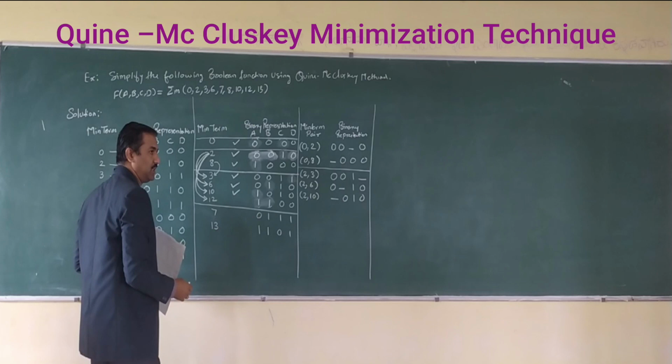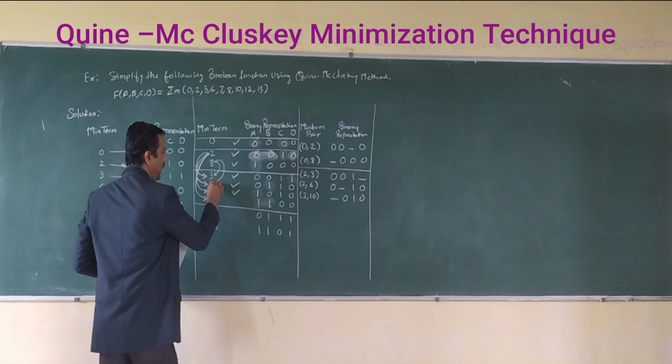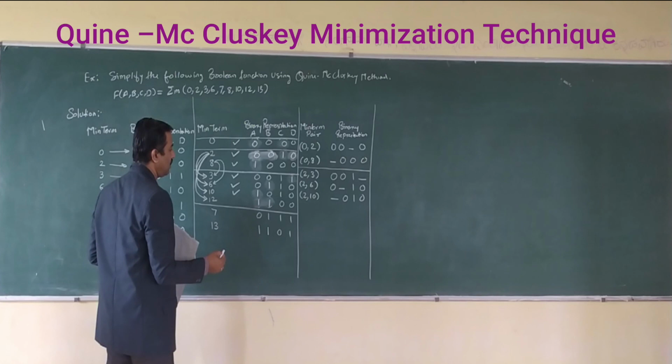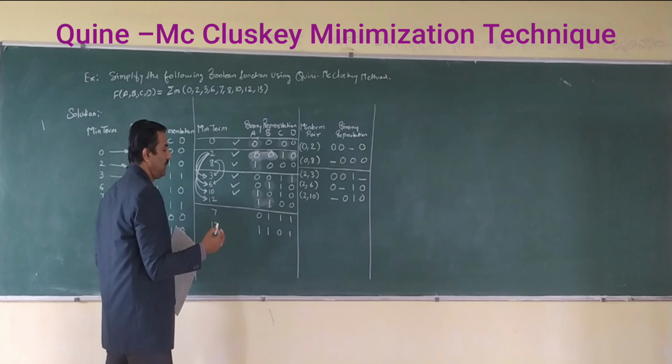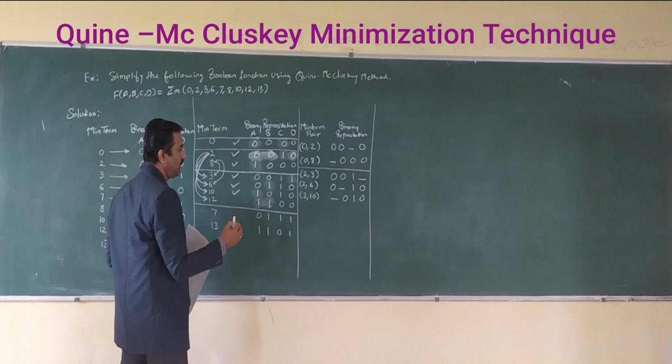Now I compare 8 with 6. This is also not possible. Why? Because again 8 is a higher term compared to 6. So definitely you find there is a change in more than 1 bit position.